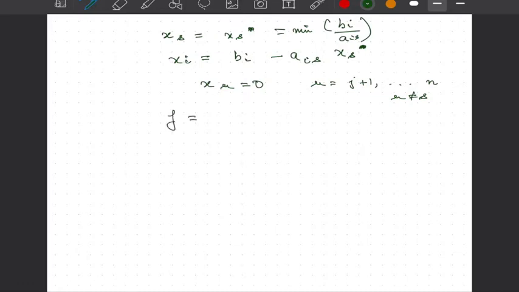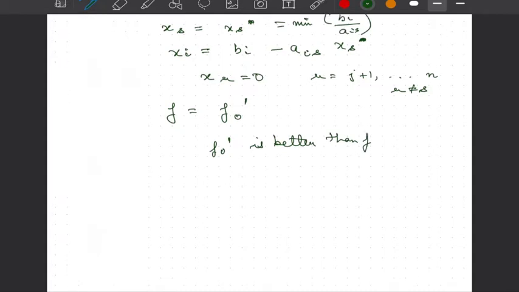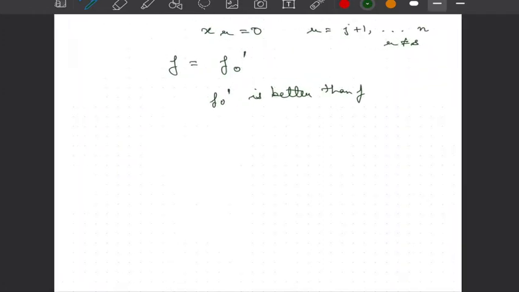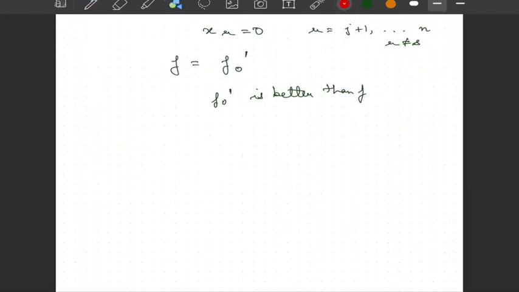Also, our objective function here would have a new value, let us say, represented by f naught dash, such that f naught dash is better than f. I am not saying greater or minimum, because you can set this problem both for maxima and for minima. Now let us quickly go to an example before you get lost in the equations, so that everything starts making sense. First of all, we are doing it the hard way, and then we will make it an easy way.